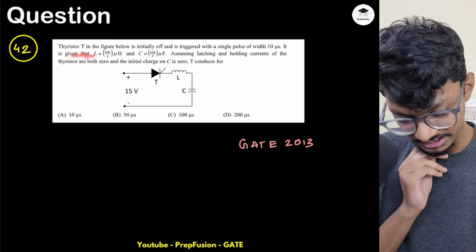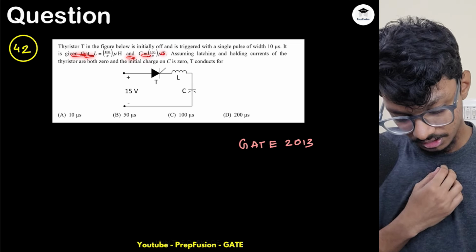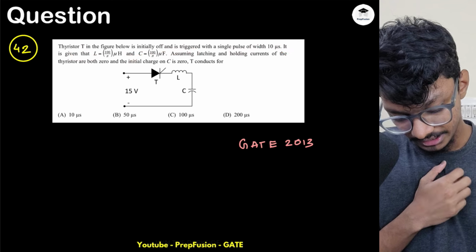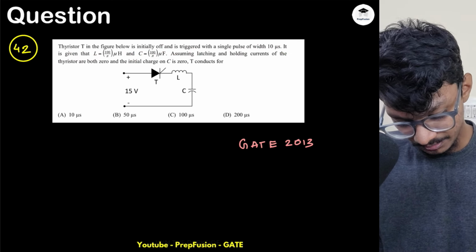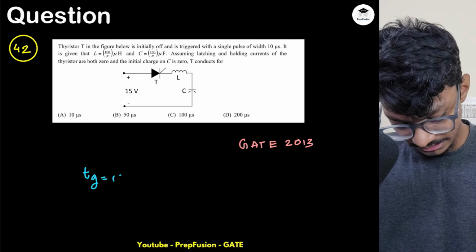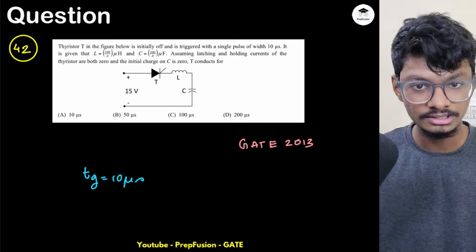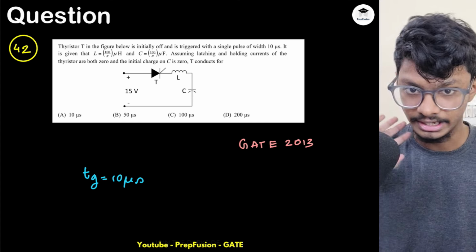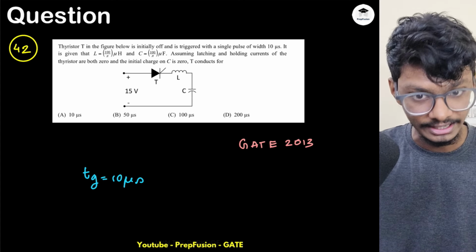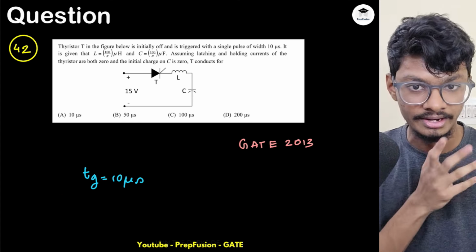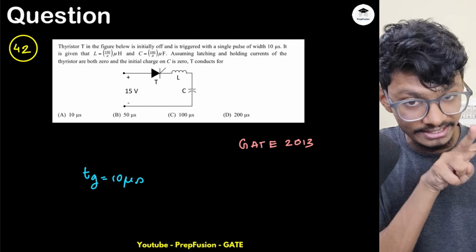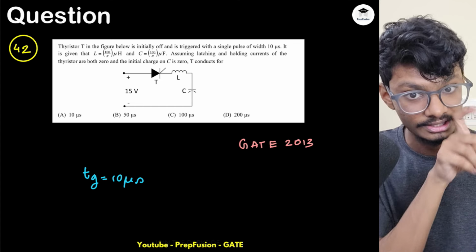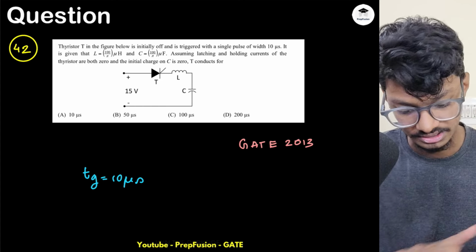So thyristor T in the figure below is initially off and is triggered with a single pulse of width 10 microseconds. So the gate pulse that has been applied, TG, is 10 microseconds. They never talk about the gate current, because the gate current I have to apply depends on the spec sheet of the device. I don't touch that. I only touch how much time I need to apply the gate pulse, because that depends on the external circuitry.